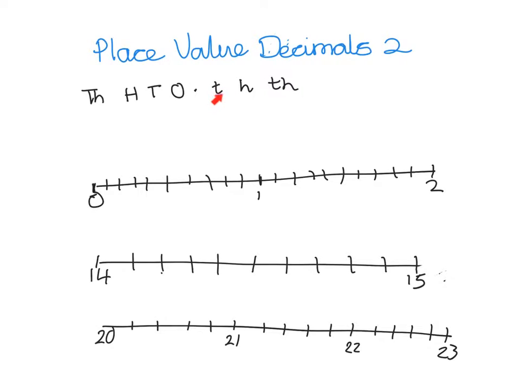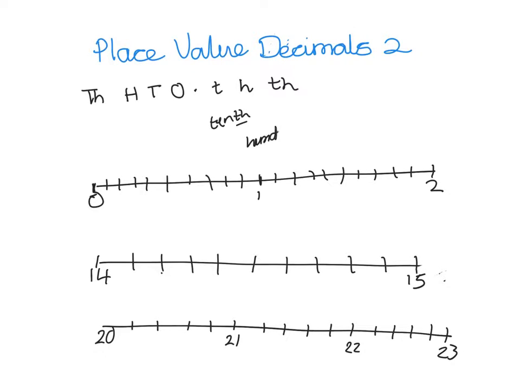10 times smaller than the number 1 is a tenth. 10 times smaller than a tenth is a hundredth. And 10 times smaller than a hundredth is a thousandth. And we spell these tenth with a th at the end.